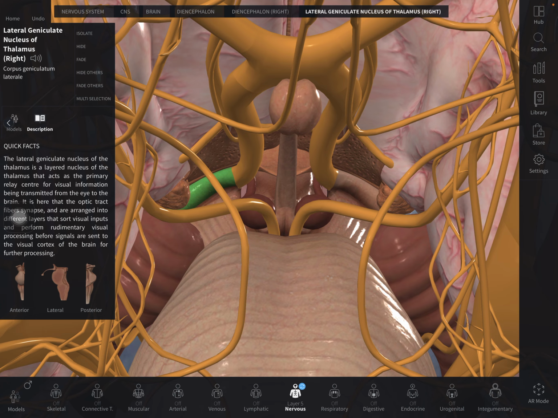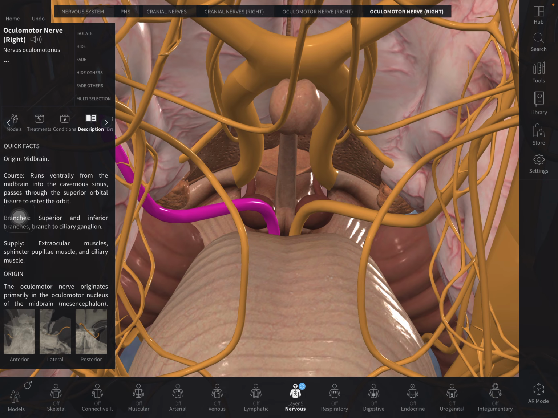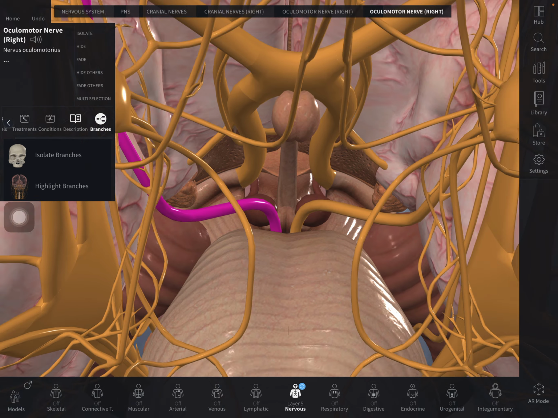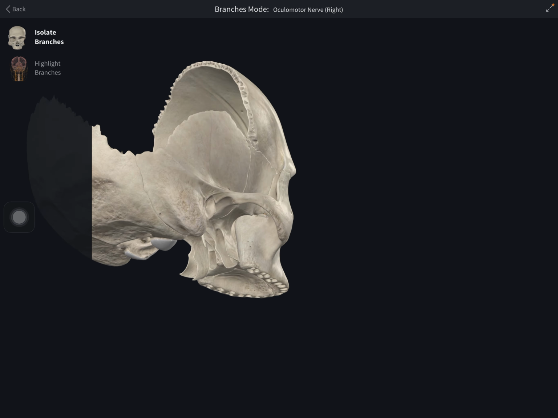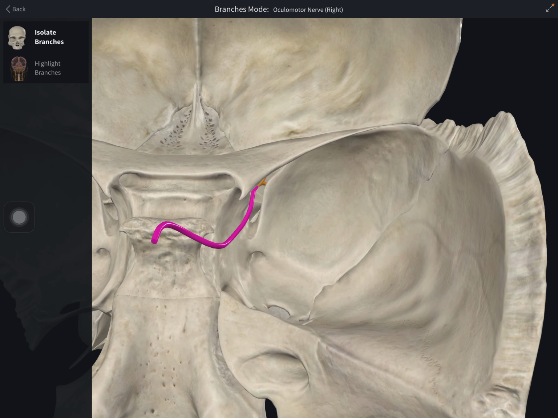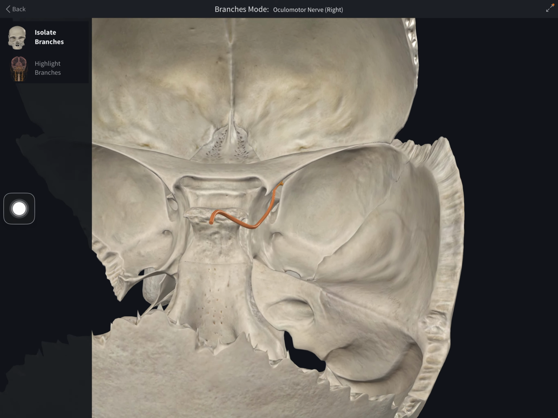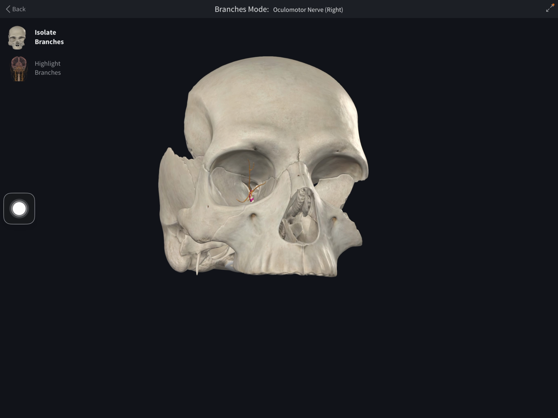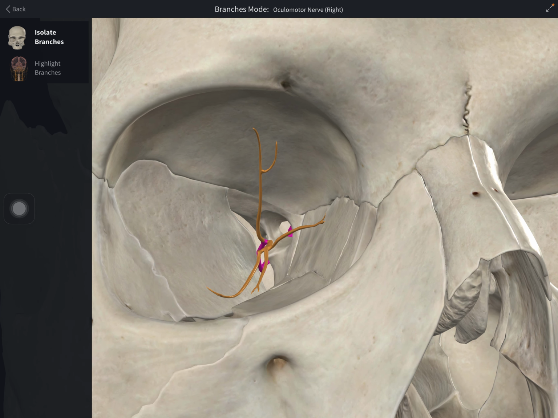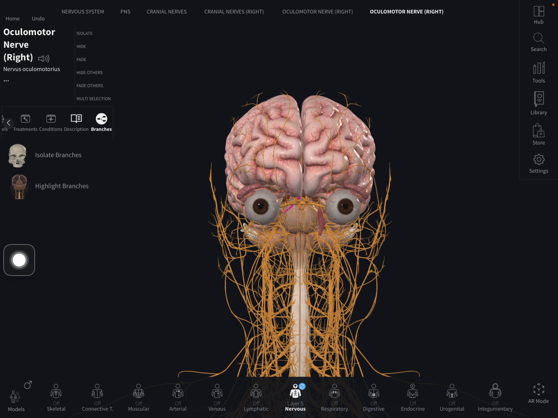Then the third one is this oculomotor nerve. This nerve passes through this supraoptic foramen of the sphenoid bone, and it spreads into branches and supplies the eyeball muscles. You have a lot of eyeball muscles around the eyeball.